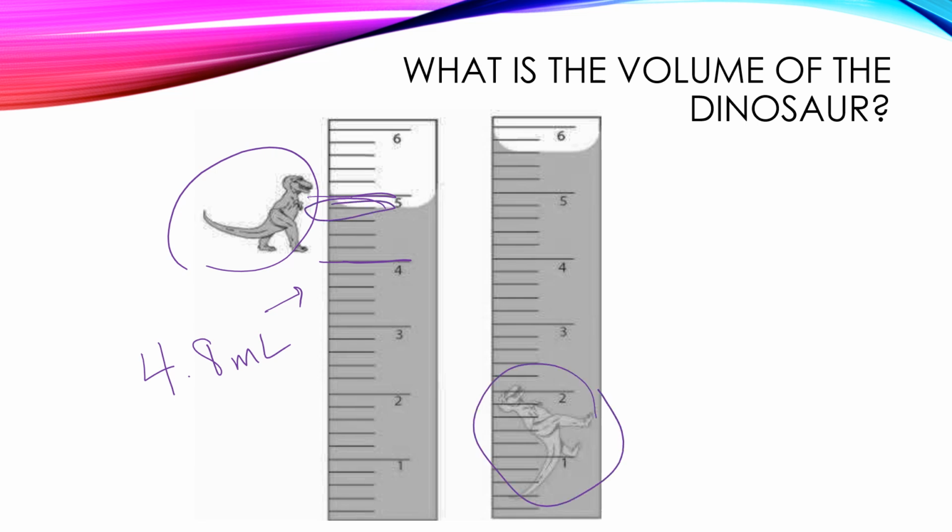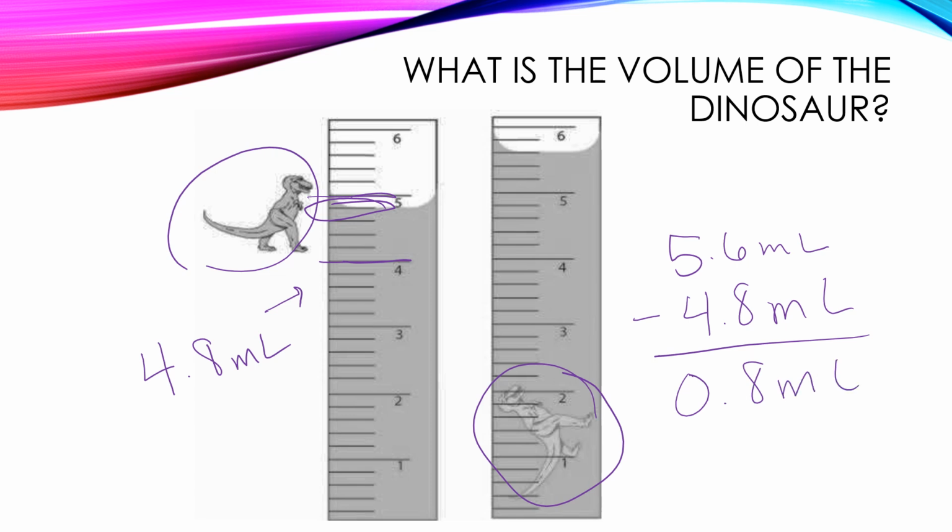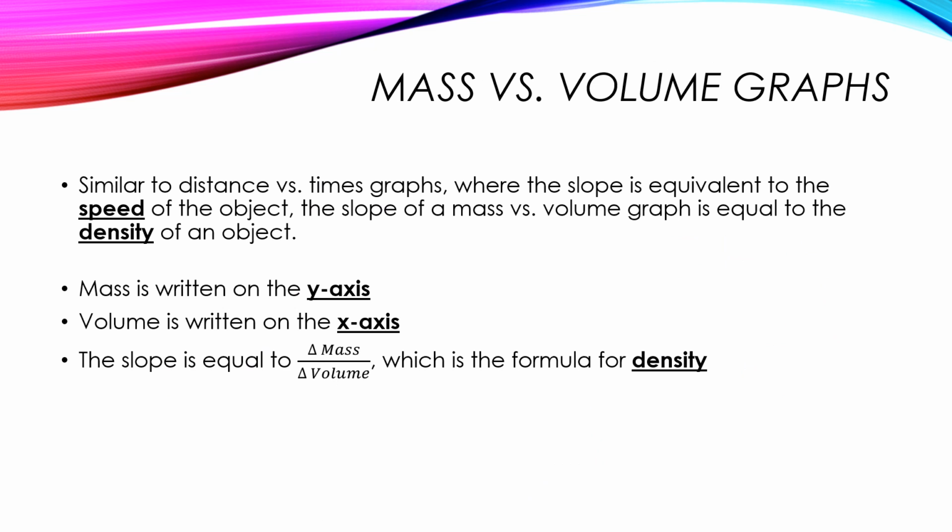And when I put the dinosaur into it, it went all the way up to 5.6 milliliters. So what I'm going to do to figure out the volume of my dinosaur is I take its final volume, which was 5.6, I subtract how much water was in it, which is 4.8 milliliters, which was my initial one, and I get 0.8 milliliters. So the volume of that dinosaur was 0.8 milliliters.